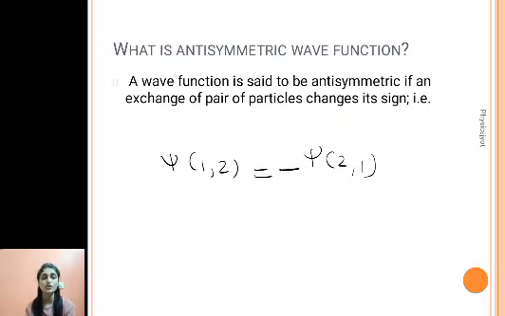Now let us talk about the antisymmetric wave function. Look at this equation: psi of 1 comma 2 is equal to minus psi of 2 comma 1. That means when a wave function changes its sign on exchange of particles, then that is called an antisymmetric wave function.